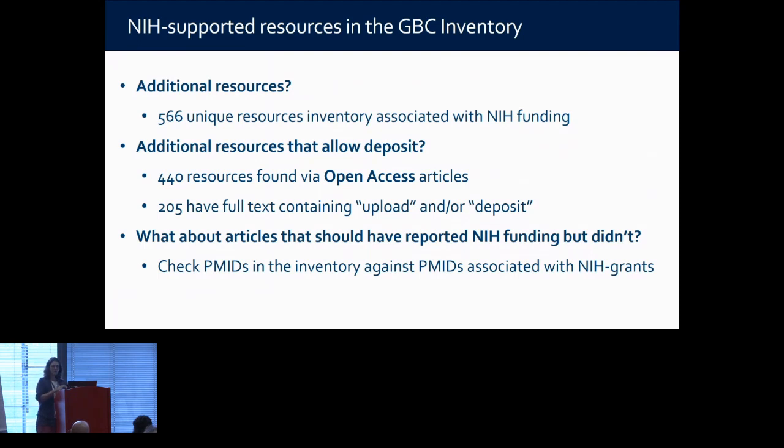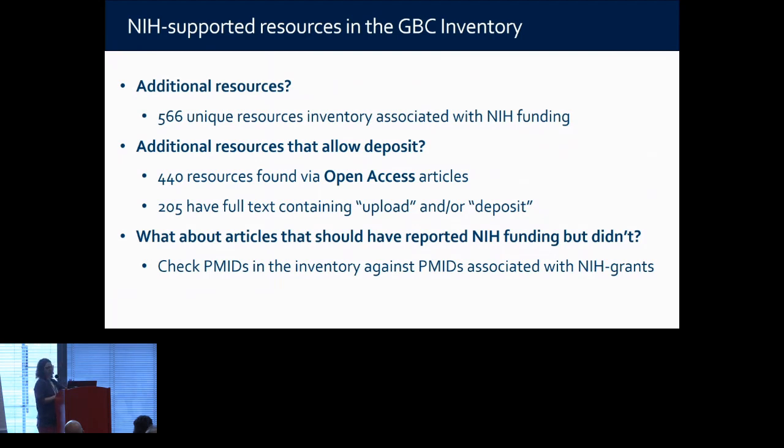Now, in this first sweep of it, we didn't try to assess deposits or that sort of granularity in the inventory, but that's where, again, having articles that actually describe a resource are really valuable, because about 75% of those articles are open access. And so over 400 of the 566 resources were found via open access articles, which means we have access to that nice, rich full text.